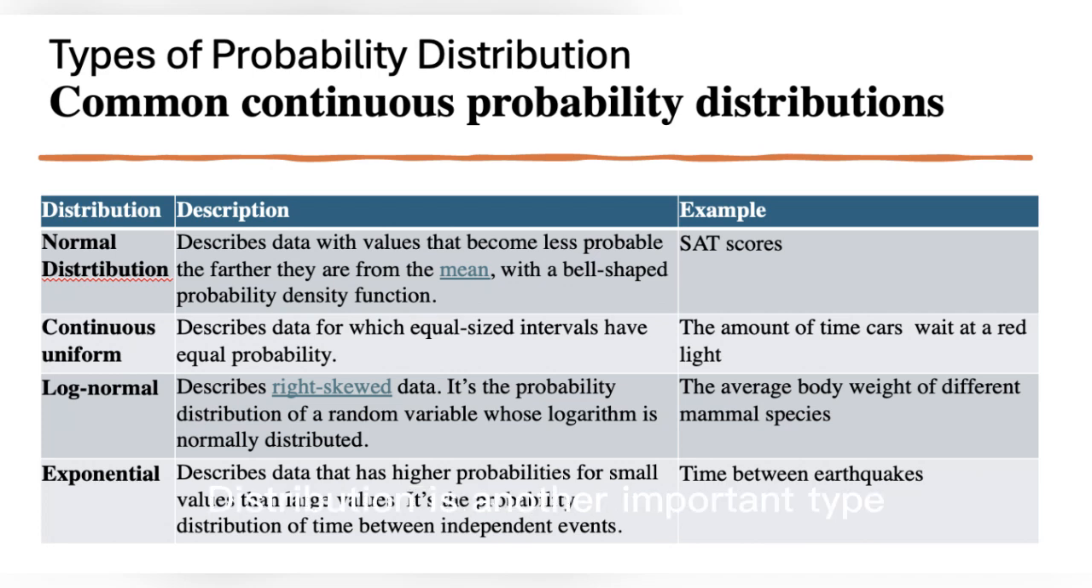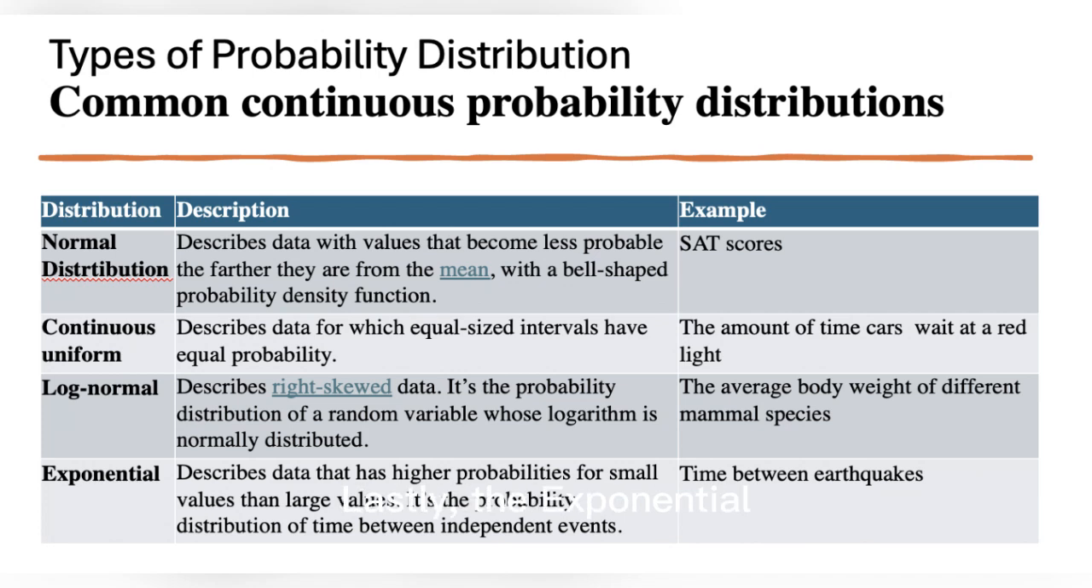The log-normal distribution is another important type, which describes right-skewed data. It occurs when the logarithm of a variable follows a normal distribution, and a good example of this is the average body weight of different mammal species, where most species fall on the lower weight range, but a few very large mammals stretch the distribution to the right.